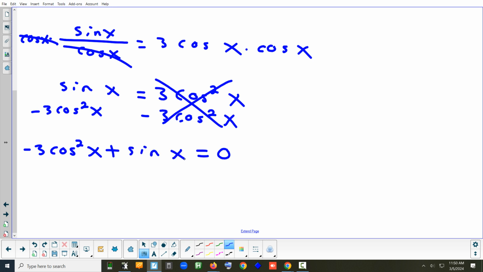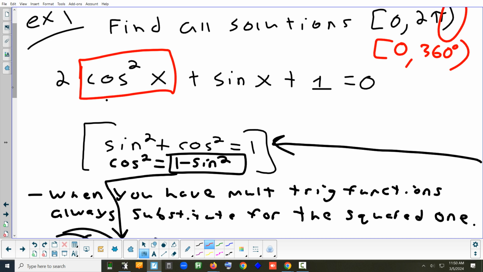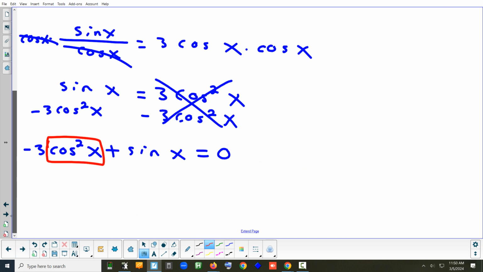So, what do we have to do at this step? We gotta substitute. Yeah, which one do we want to substitute for? The cosine squared. Yeah. And we did that earlier. Let's go back to what cosine squared is. 1 minus sine squared. It's 1 negative and then sine squared. Okay, so watch what happens when you substitute that in.